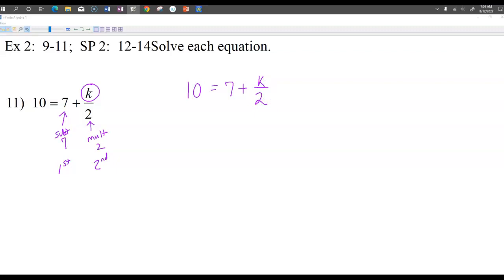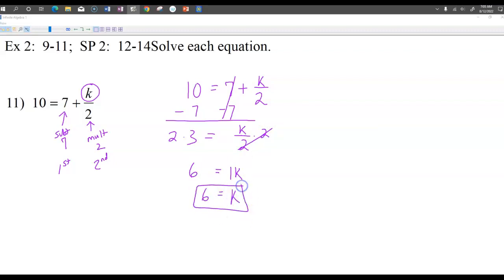All right, so we said we were going to subtract the 7 first. That leaves me with 3 equals k over 2. And then we were going to multiply by 2 second, which leaves me with, these basically just make 1k. And this is 6. And once again, you don't have to write the 1 in front of the k. So k equals 6. All right.